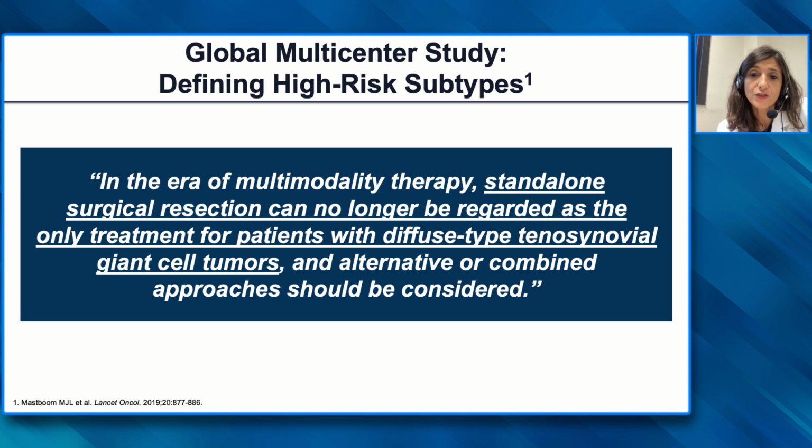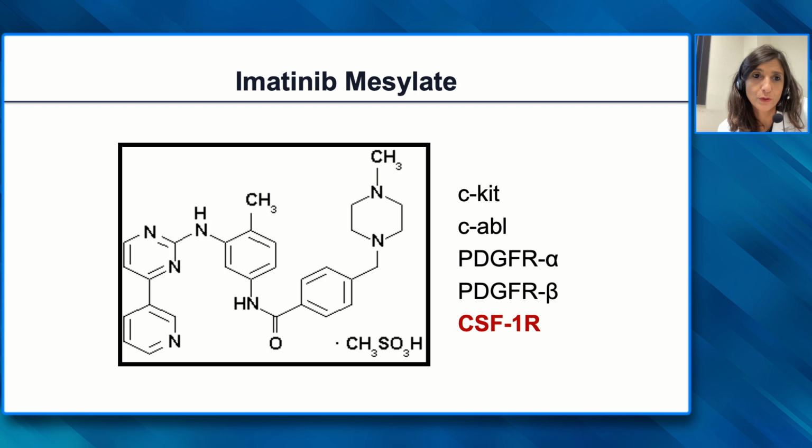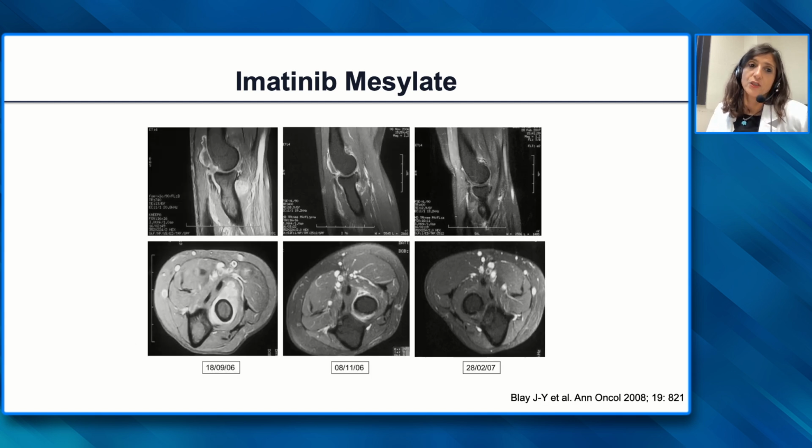And surgery was the standard, but now there are several other options, and we are going to discuss those options today. So the first drug used in these patients was used accidentally in 2008 by the French group. This imatinib is a CSF1R inhibitor, and this case report by Jean-Yves Blay showed a complete response. As you can see here, this lesion of the knee rapidly decreased under treatment.